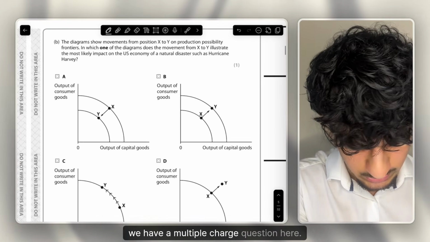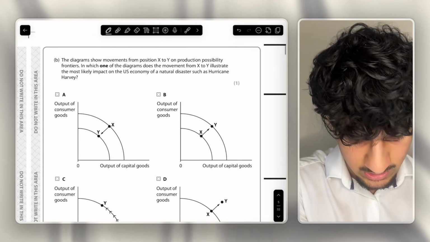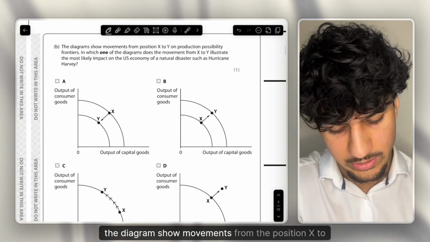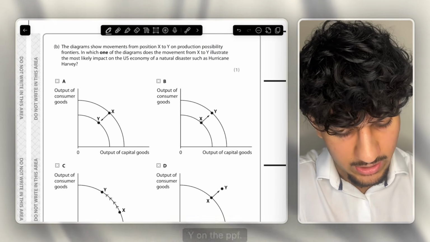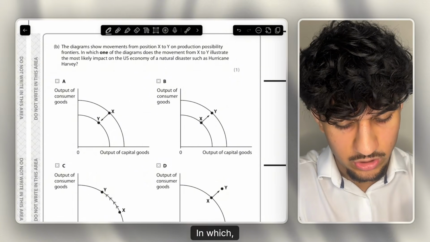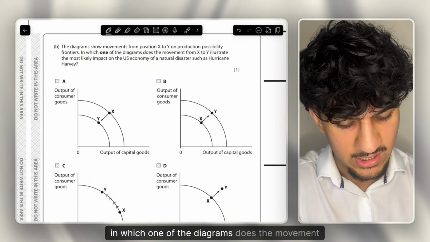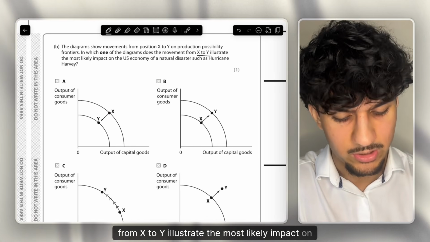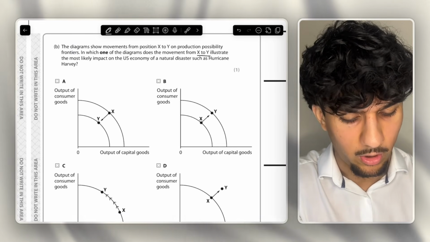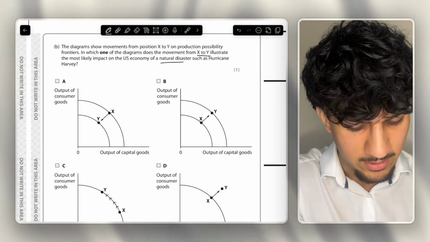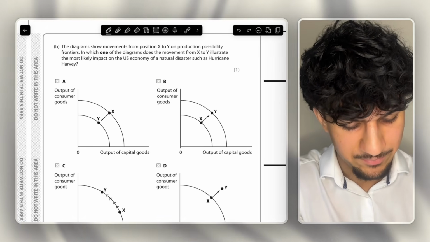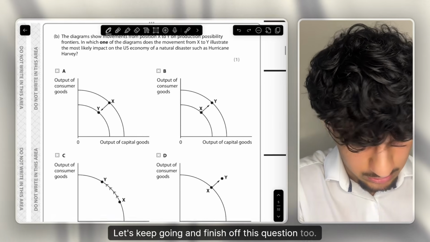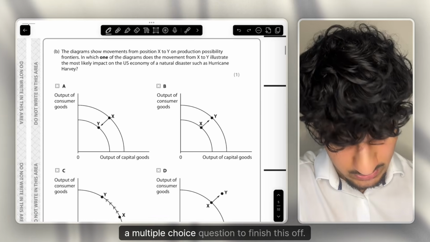So we have a multiple choice question here. It looks like it's a PPF question. So the diagram shows movements from the position X to Y on the PPF. In which one of the diagrams does the movement from X to Y illustrate the most likely impact on the US economy of a natural disaster. And let's keep going and finish off this question too. So we have a 1 mark question, a multiple choice question to finish this off.